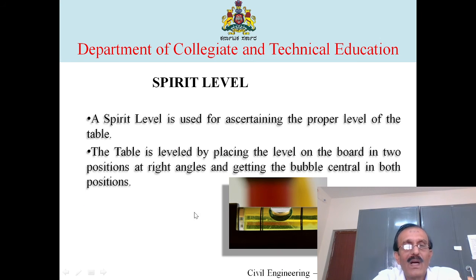Spirit level. A spirit level is used for ascertaining the proper level of the table. The table is leveled by placing the level on the board in two positions at right angles and getting the bubble at the center of its run in both positions.